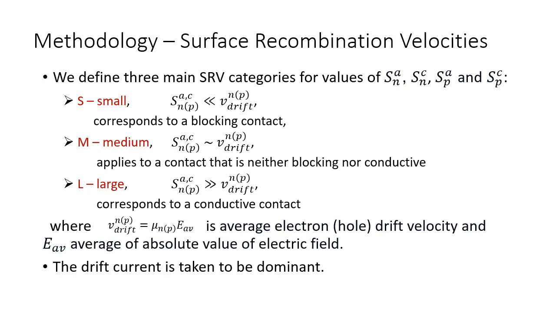The average drift velocity for charge carriers was chosen as the quantifying parameter because the drift component of current density is taken to be dominant. When SRV is at least one order of magnitude less than the average drift velocity, it is categorized as small, and it defines blocking contacts. When it is the same order of magnitude as the average drift velocity, it is categorized as medium, and it defines a contact that is neither blocking nor conductive. And when SRV is at least one order of magnitude larger than the average drift velocity, it is categorized as large and it defines a conductive contact.